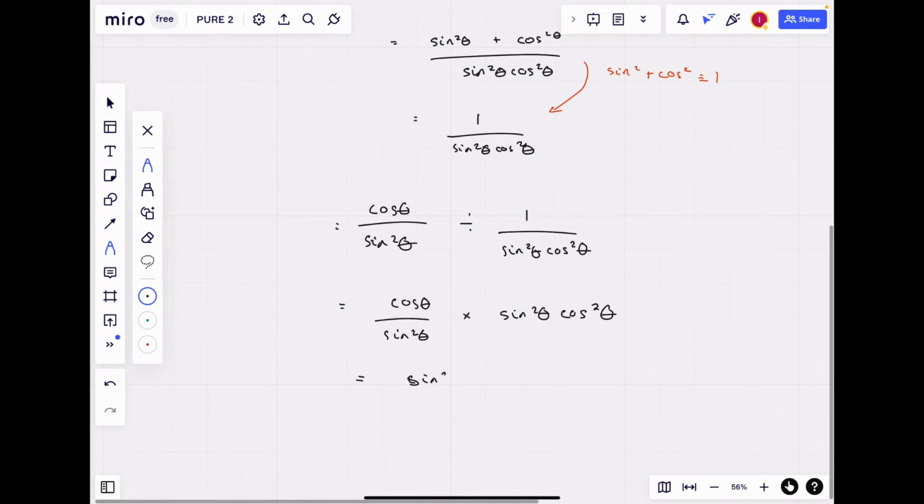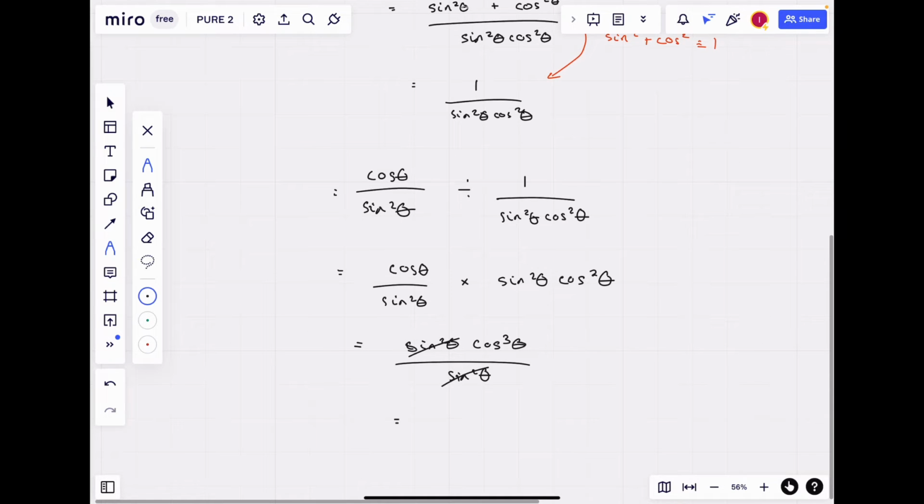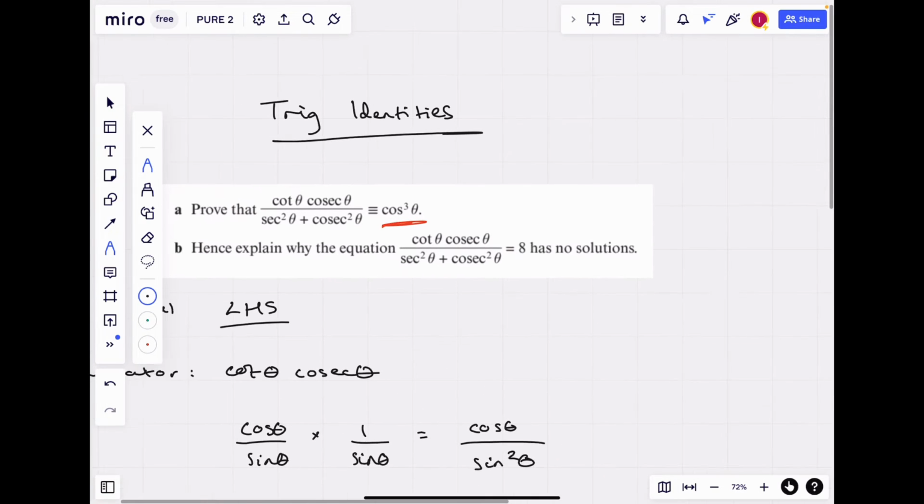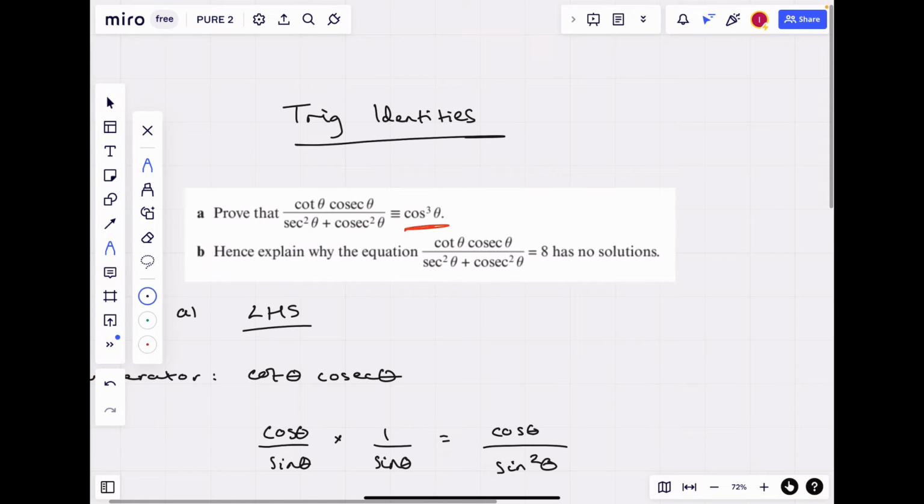So sine squared cos cubed over sine squared. The sine squares cancel out. You're left with just cos cubed. And that was the question. Prove that the left equals cos cubed. And we just did.